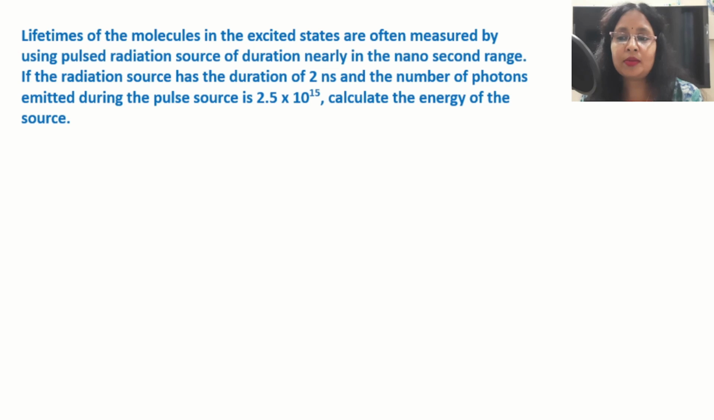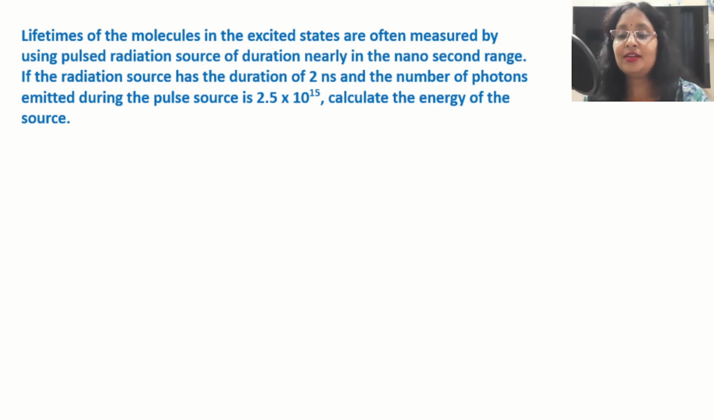Now the actual part of the question is, if the radiation source has the duration of 2 nanosecond. Now in this case, they are telling the duration of time is 2 nanosecond and the number of photons emitted during this pulse source is 2.5 into 10 to the power 15. Then calculate the energy of the source.